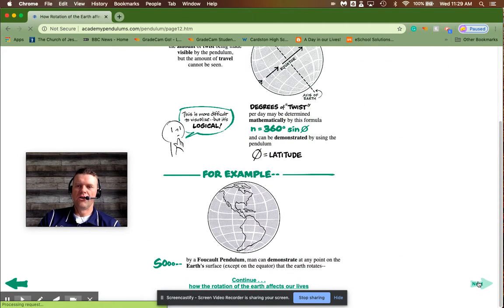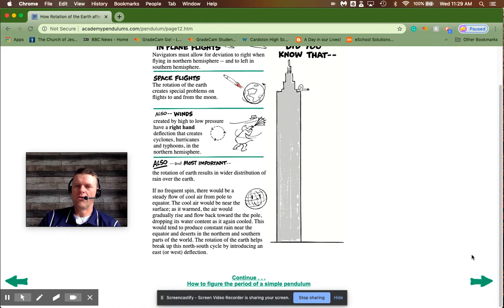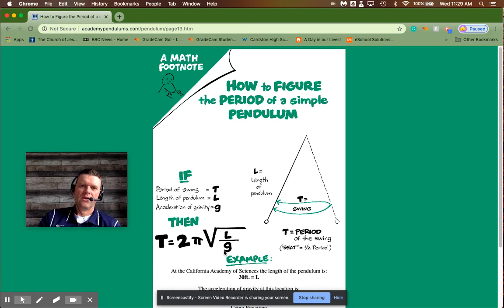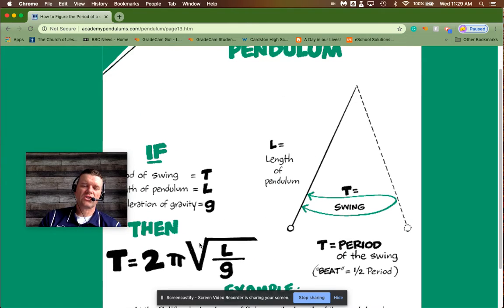The conclusion, though, is this, and you do not need to know how to derive this formula: the period for a pendulum is very simple. It's equal to 2 times pi, times the square root of the length of the pendulum, divided by the acceleration due to gravity. The length goes from the pivot to the center of mass.